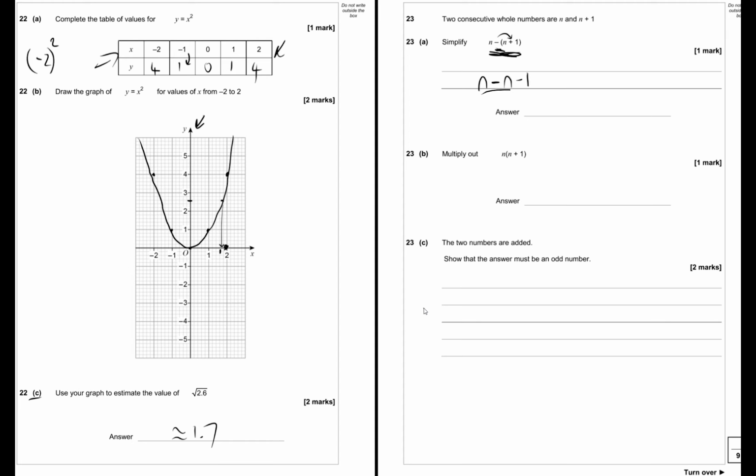So what is n minus n? That goes to 0, so it's 0, 0 minus 1 equals 1. Done. Okay, multiply out n times n plus 1. So we're going to get n times n and n times 1. n times n equals n squared, n times 1 equals n. So we can get n squared plus n.